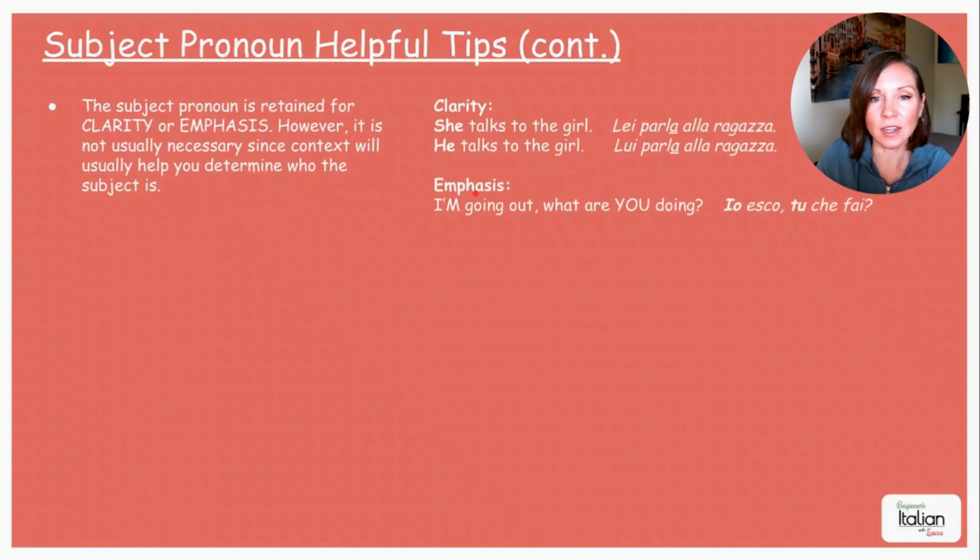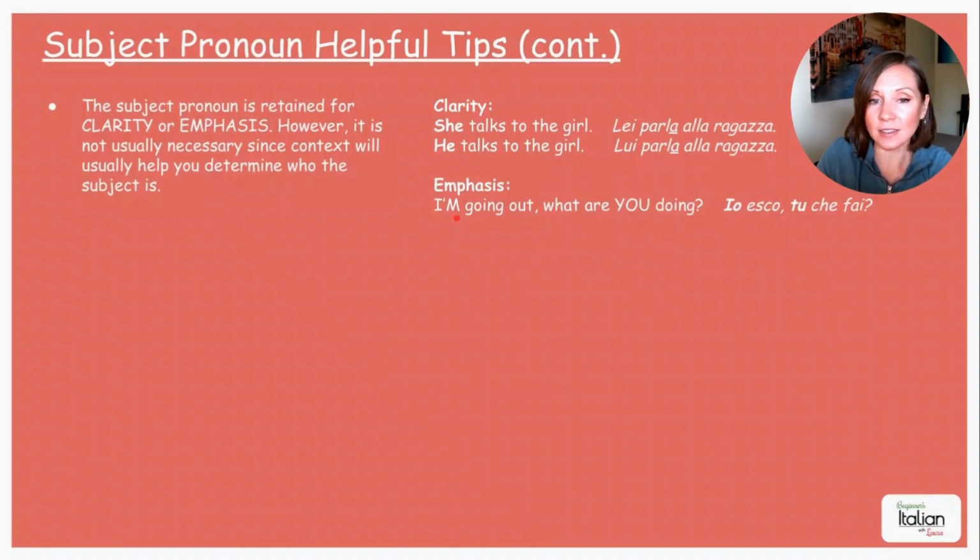Okay, so another example, we would leave it in for clarity because as we just talked about in the last example, if you're saying she talks to the girl, lei parla alla ragazza, or he talks to the girl, lui parla alla ragazza. If you leave out the pronouns, it's the exact same sentence. Okay, so parla alla ragazza, parla alla ragazza. So in this case, you probably want to leave them in just for clarity.